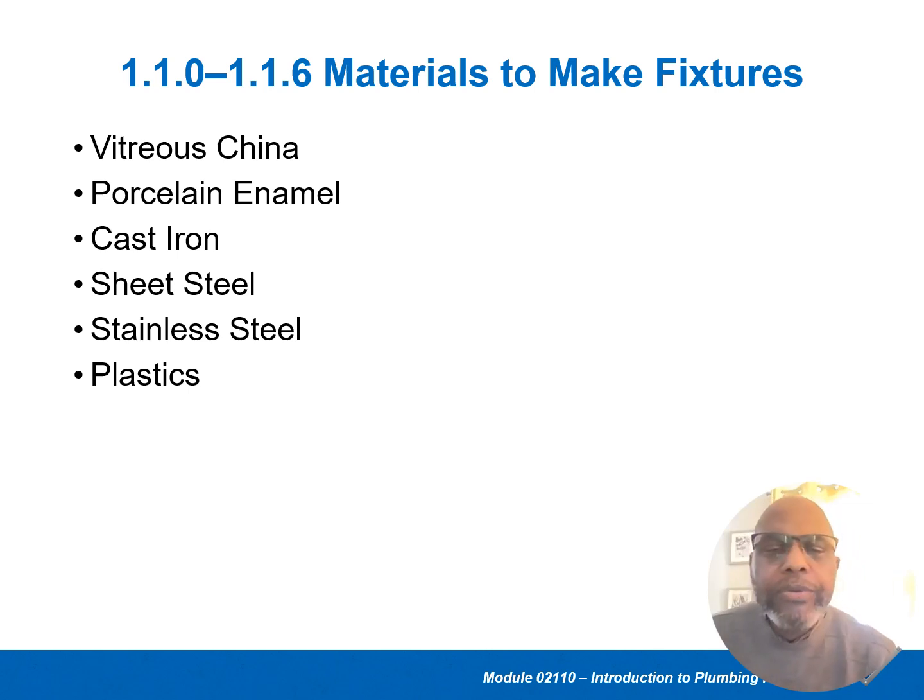Now, there are many different materials used. Vitreous china is one material they use. They use that in sinks or toilets. Porcelain or enamel is another. Cast iron, that is usually used for waste drain vents. It's very durable, lasts for years. Sheet steel, stainless steel, plastics, all these can be materials found in plumbing systems.